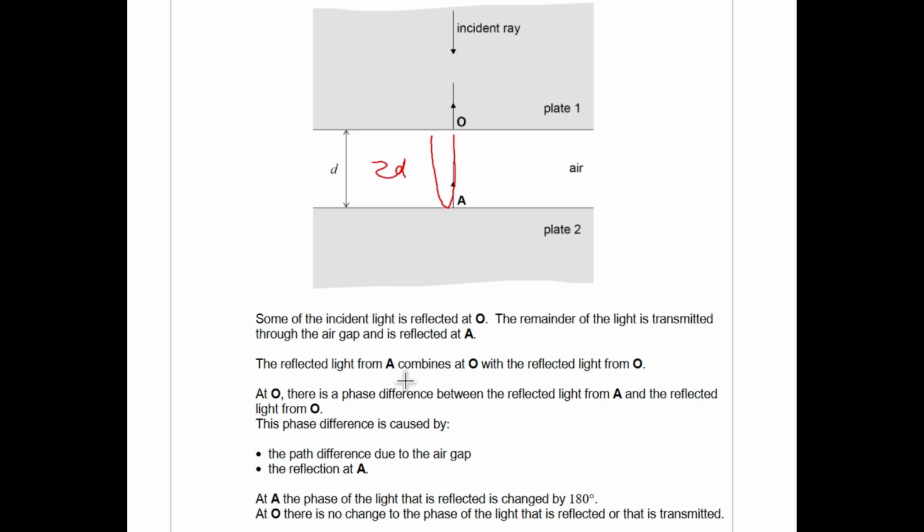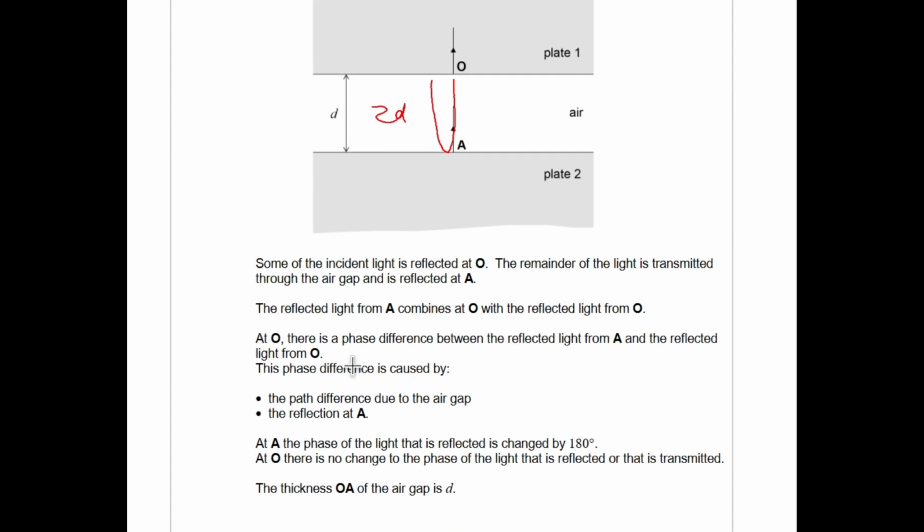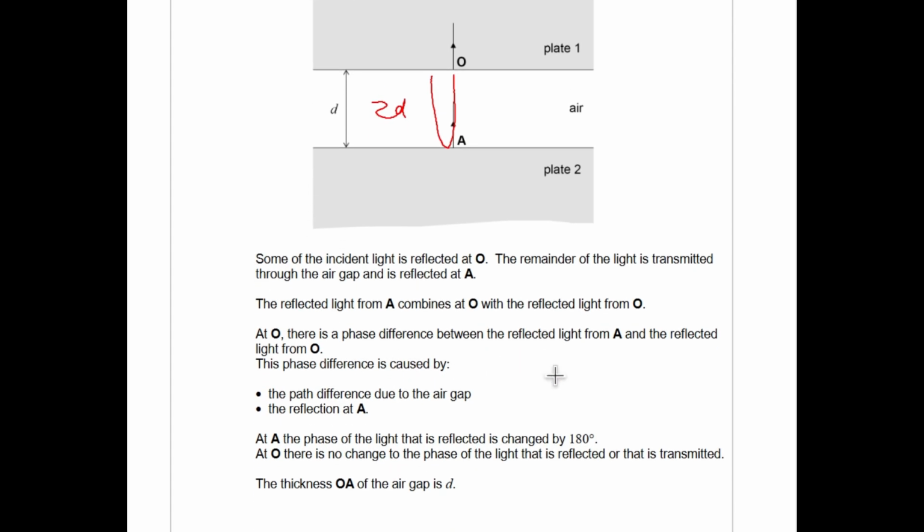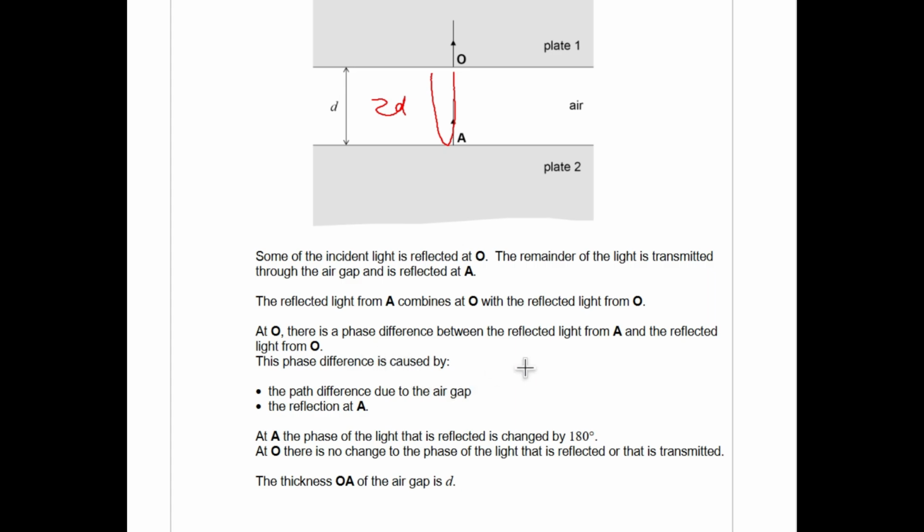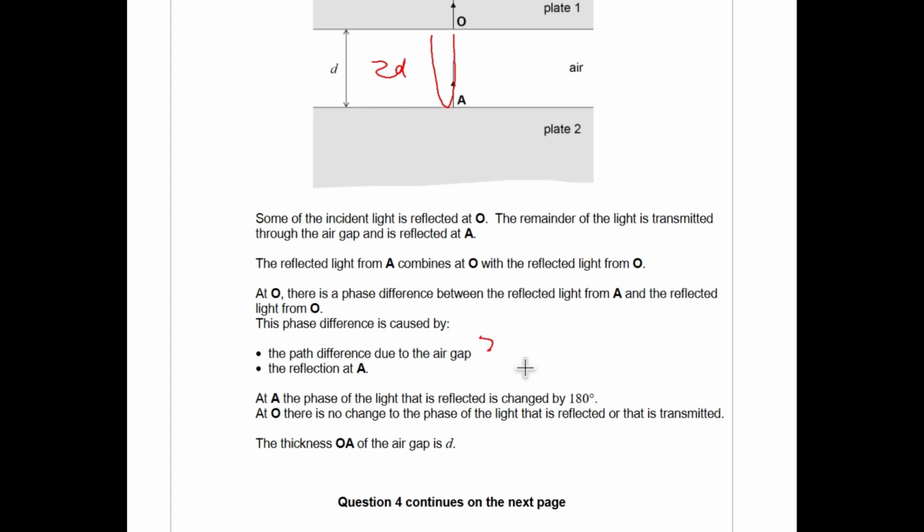Reflected light from A combines with O. At O there is a phase difference between the reflected light from A and the reflected light from O. The phase difference is caused by the path difference, which is 2D, and the reflection. At A the phase of the light that is reflected is changed by 180, and 180 means n plus a half lambda. At O there is no change to the phase of the light that is reflected.